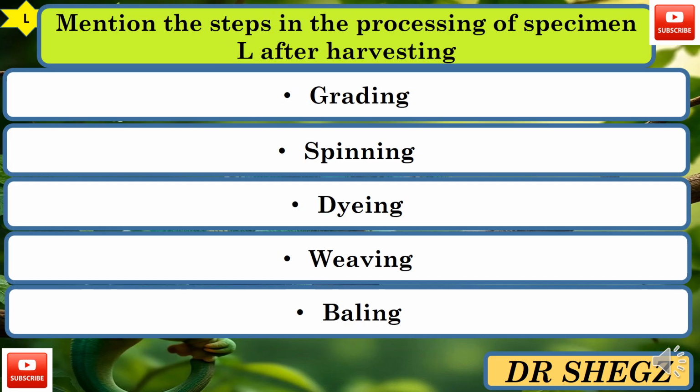Mention the steps in the processing of cotton lint after harvesting: grading, spinning, dyeing, weaving, boiling.